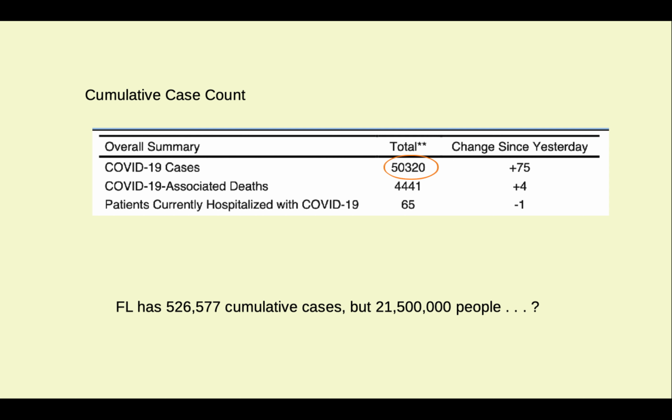And the problem with data given as counts is it can become hard to compare. So how does 50,000 cases in Connecticut, where we have about 3.5 million people, stack up against Florida that has 500,000 cases, but then they also have 21 million people? So counts can be hard to compare.